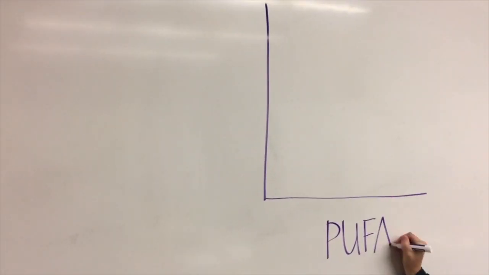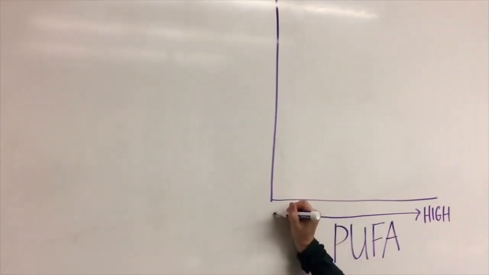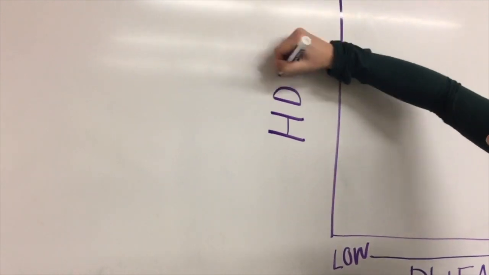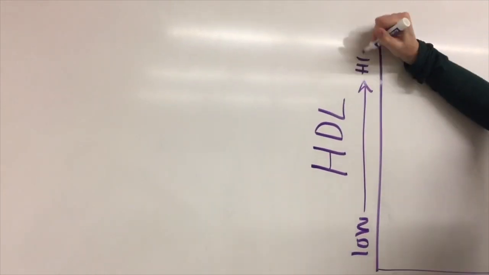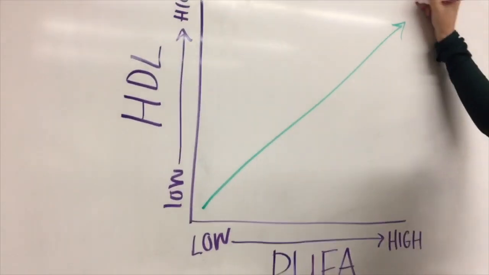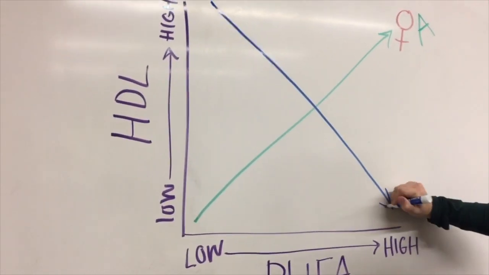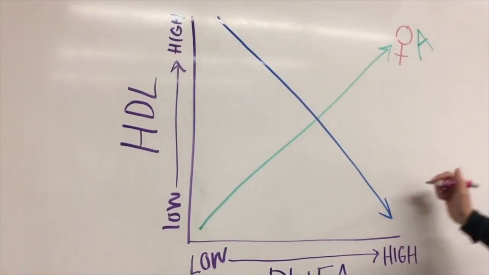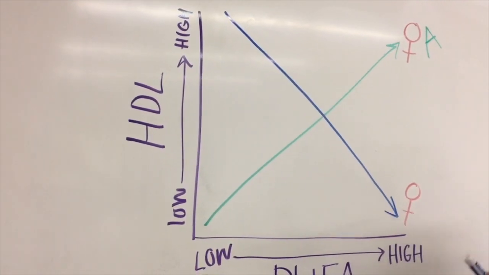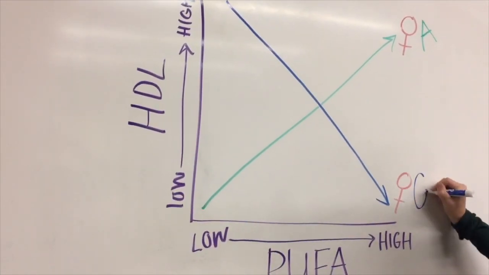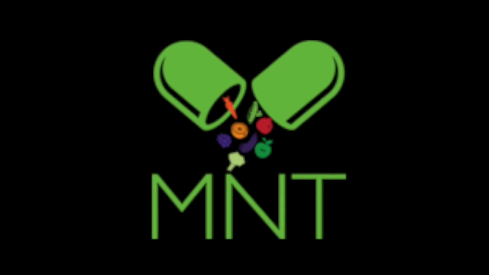Another study showed that as polyunsaturated fatty acids increased in the diet, HDL levels also increased in women who were carriers of the A allele. However, women who were carriers of the G allele experienced the opposite effects. So as polyunsaturated fatty acids increased, HDLs decreased.